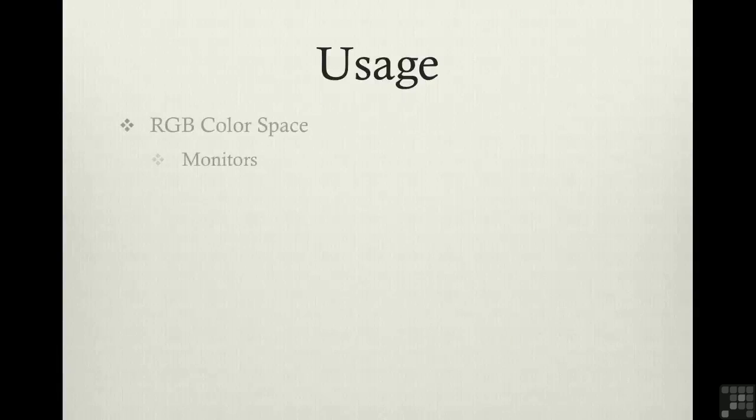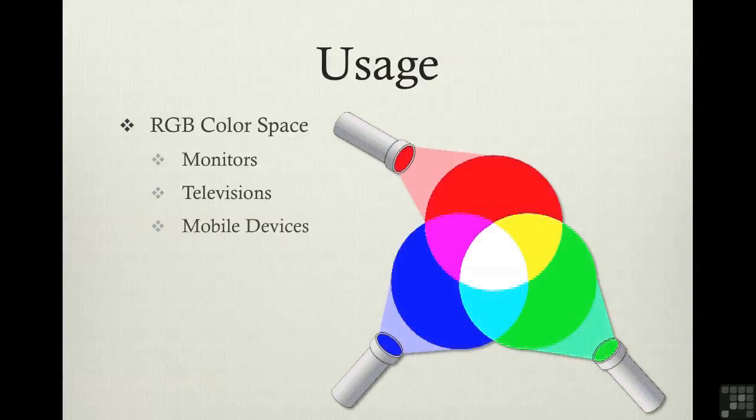Well, number one, the RGB color space is for monitors. It's for televisions, mobile devices. It's made with the primary colors of red, green, and blue. Now, it's called additive color. The reason it's called additive color is if you mix 100% of red, green, and blue, you get pure white.